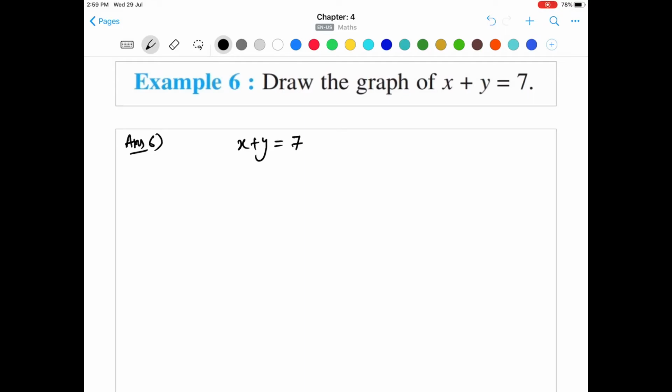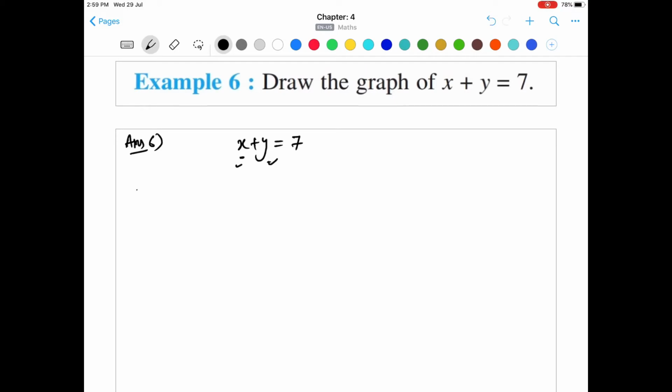Okay, x plus y equals 7. We are asked to find its graph. In order to draw its graph, we need the coordinates of x and y. So we'll find certain values for its coordinates. We'll do that simply by assuming a value of x and finding the subsequent value for y, or you can use a value of y and find the subsequent value of x.